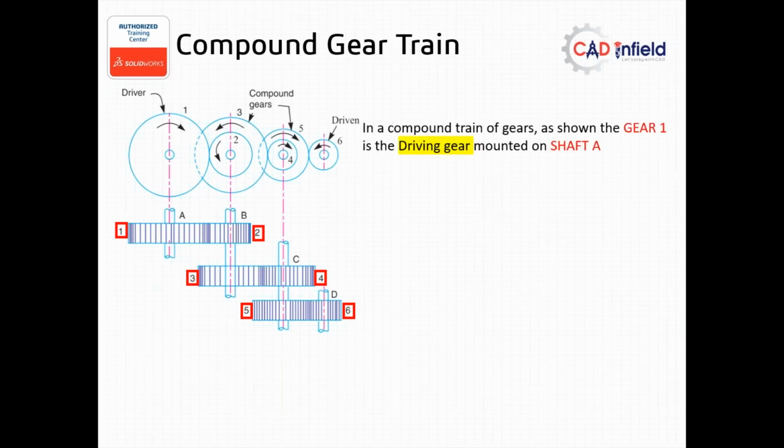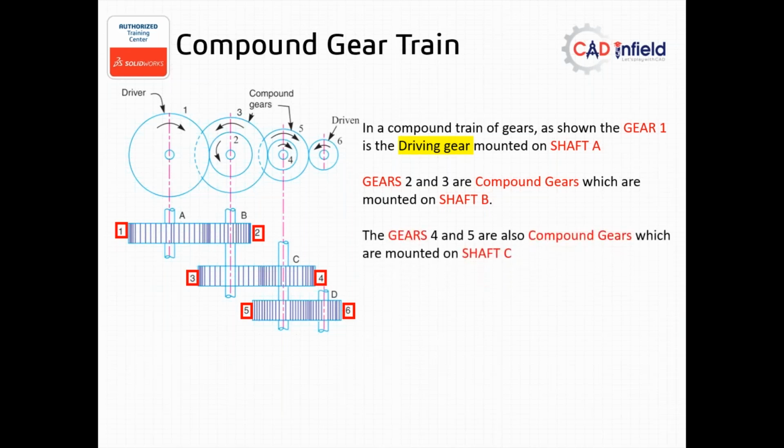So here we have a gear 1 on shaft A. Here we have gears 2 and 3 on shaft B. Understood? Okay, A, B, C, D are the shafts and 1, 2, 3, 4 are the gears. Simple. So we have a gear 1 on shaft A. We have a shaft B which has 2 gears, 2 and 3. We have 4 and 5 gears on shaft C.